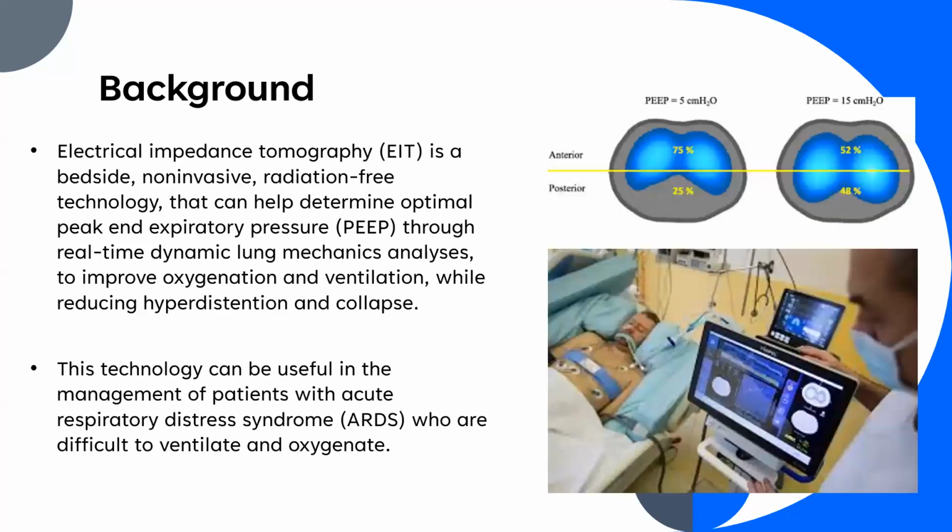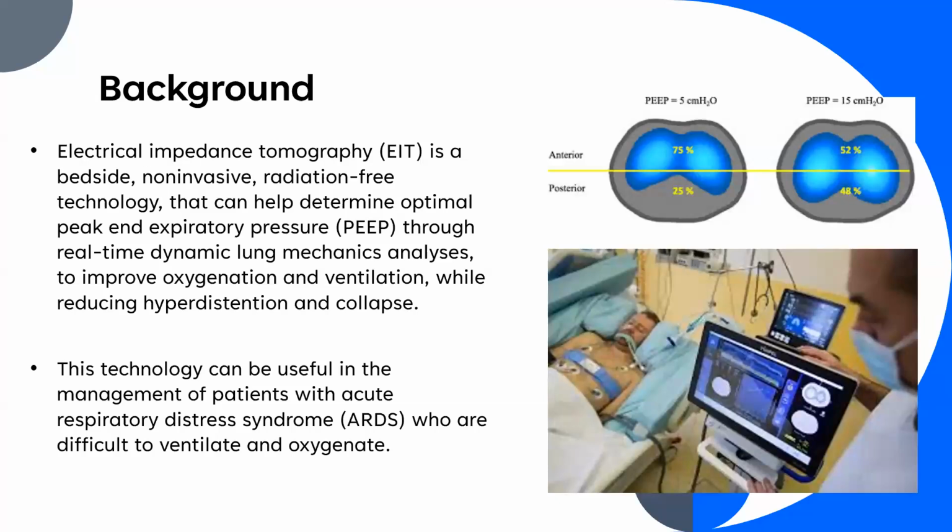So a little bit of background into EIT, if you're not familiar with it. Electrical impedance tomography, or EIT, is a bedside, non-invasive, radiation-free technology that can help determine optimal PEEP through real-time dynamic lung mechanics analyses to improve oxygenation and ventilation while reducing hyperdistension and collapse. So that whole statement is to say, when we're using our optimal PEEP maneuver with EIT, we don't want hyperdistension, we don't want collapse, but we want our best compliance.